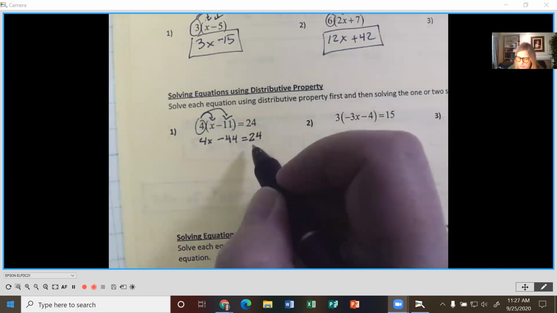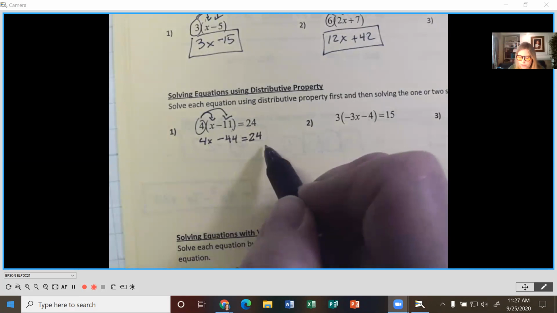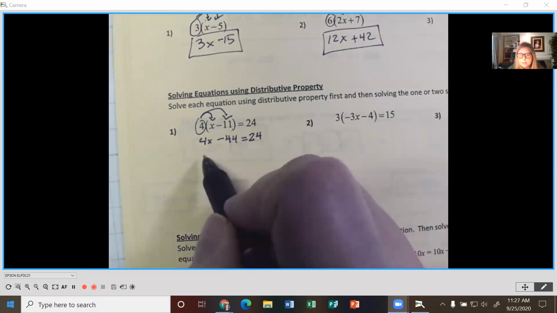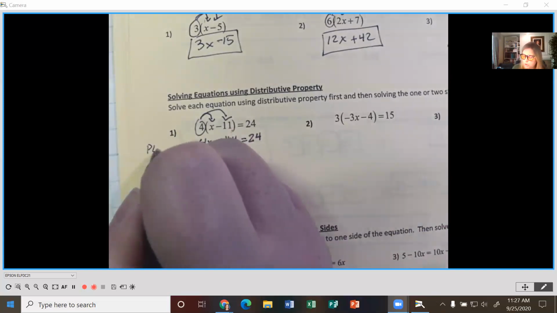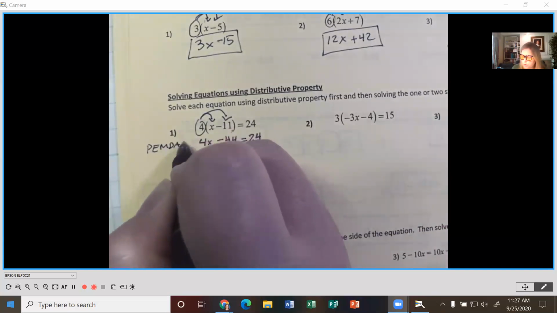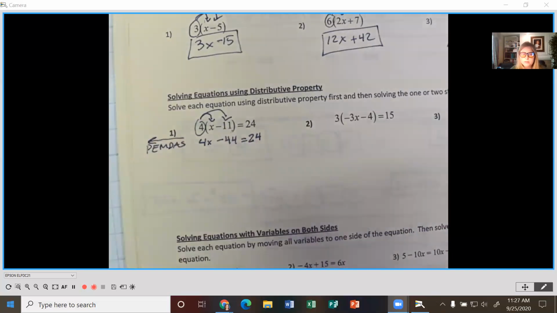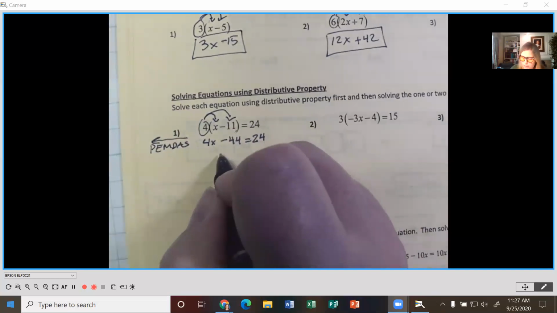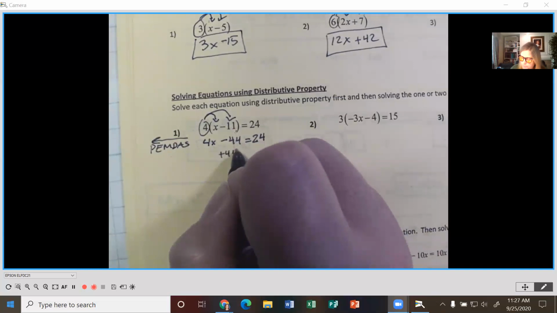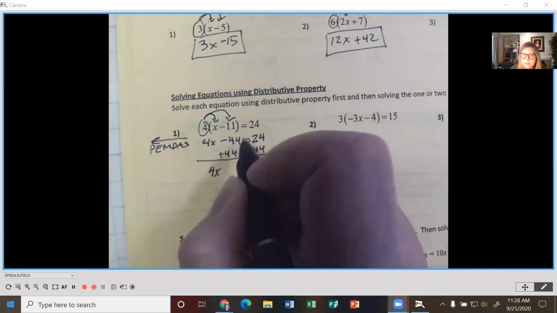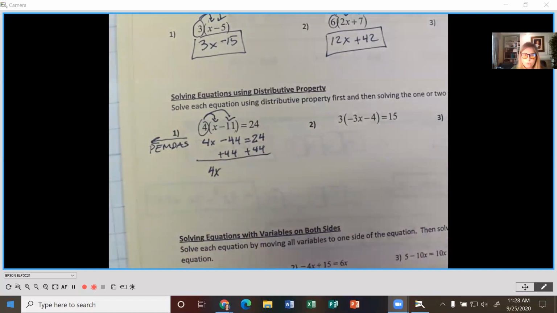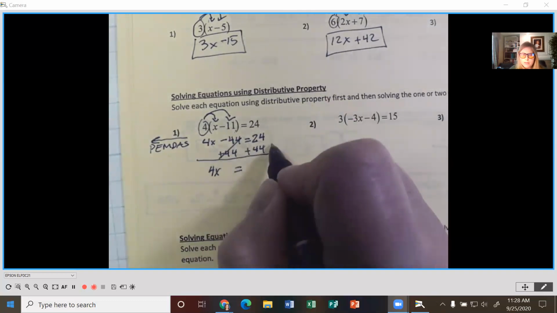So then we have 4x minus 44 equals 24. So now it's simplified as much as it can be. Now we use our order of operations in reverse to solve. So that's a 2-step equation. We're using PEMDAS in reverse. Okay, so we are going to add 44 to each side. That gives us 4x. Then negative 44 plus 44 is 0. So we are allowed to slash that out because 4x plus 0 would just be 4x. Bring down the equal sign.